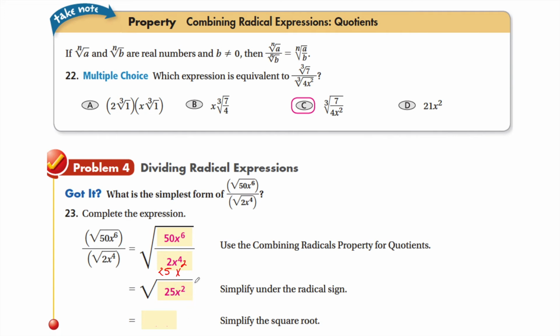Now, to simplify it down one step further, we do have to pay attention to what we would get if we actually took the square root of the 25x squared. Now, this is where it's going to be a little bit different.